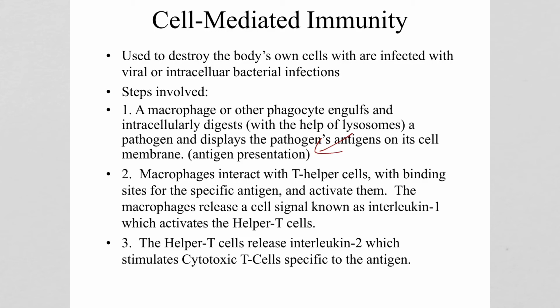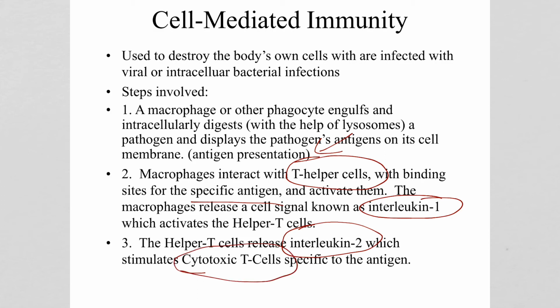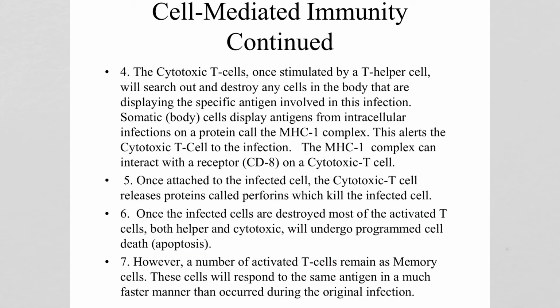Again, antigen presentation. Those macrophages are going to interact with T cells, helper T cells, with binding sites for that specific antigen and activate them. Macrophages are going to use interleukin-1 to help that process. The helper T cells are going to release interleukin-2, which in this case is going to stimulate a different kind of T cell called the cytotoxic T cell. It's going to activate cytotoxic T cells specific to this particular antigen in this infection. Those cytotoxic T cells, once they're stimulated, start to search the body for any cells that are displaying those antigens. And once it finds them, it's going to kill them.